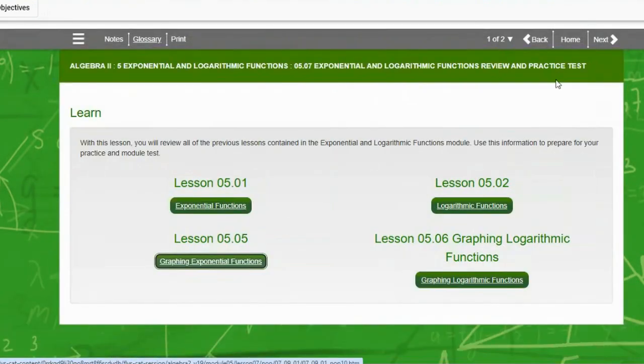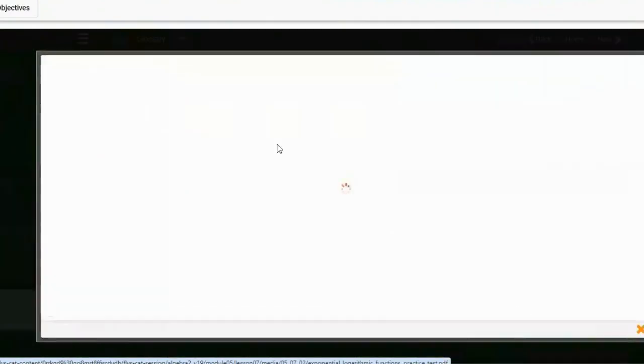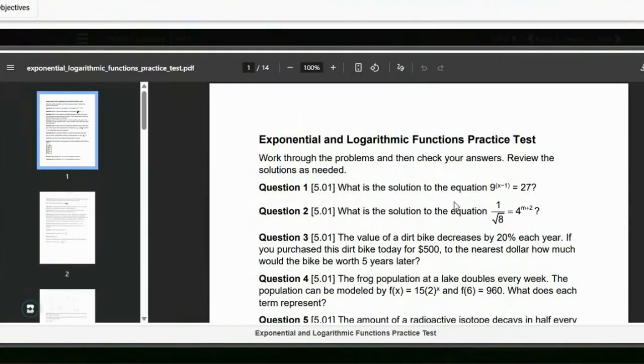But if you go to page 2 here, there are 2 pages on this. On page 2, there is actually a practice test right here. It's just on paper. I mean, you can print this out or write these problems down. It does have some problems here. Thank you, Josephine. Like, what is the solution to this equation? 9 to the x minus 1 equals 27.